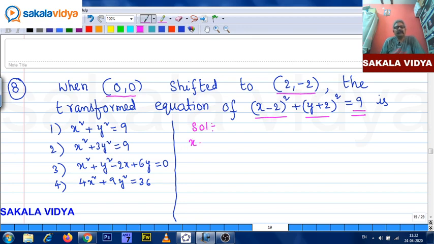Small x comma y is equal to, we have this relation, x comma y plus h comma k. Small x comma y is equal to x plus h, here capital X, this will be 2 comma minus 2. So capital X plus 2 comma capital Y minus 2. That means in the place of small x you substitute this value, in the place of small y you substitute this one.